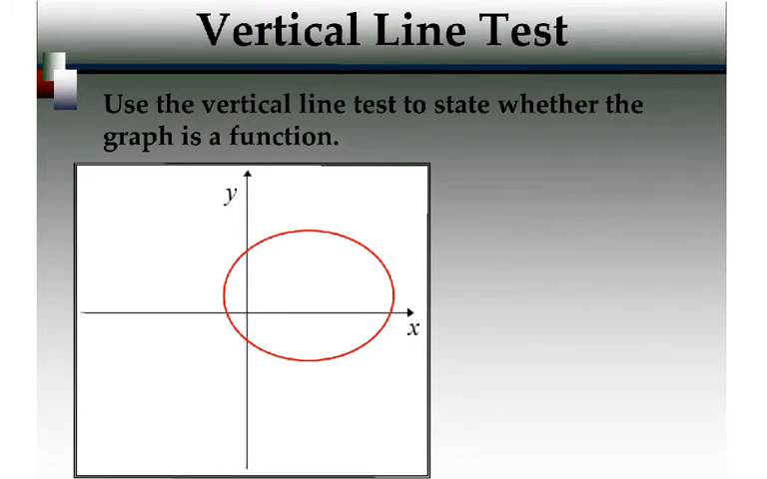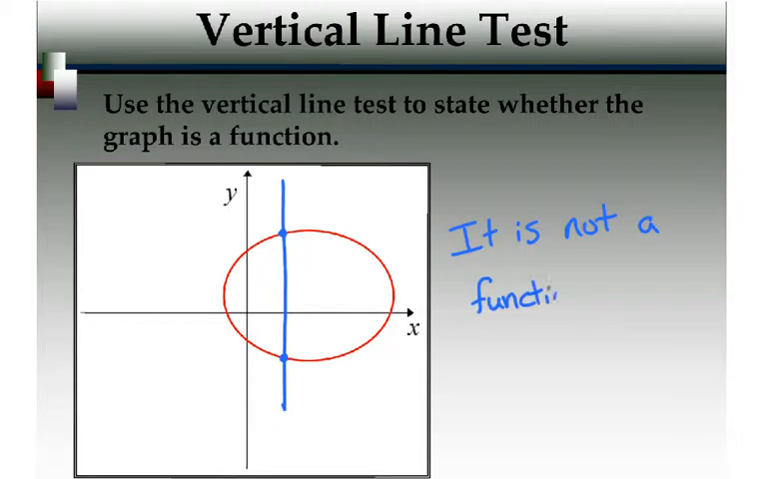Okay, a graph of an ellipse. Well, this right here, if I draw a vertical line, it intersects the graph right here and right here. So for this relation right here, it is not a function because it does not pass that vertical line test. Okay?